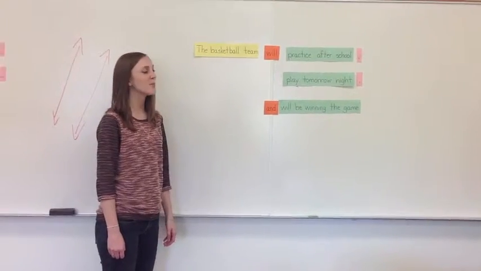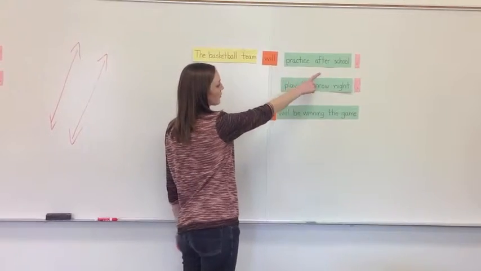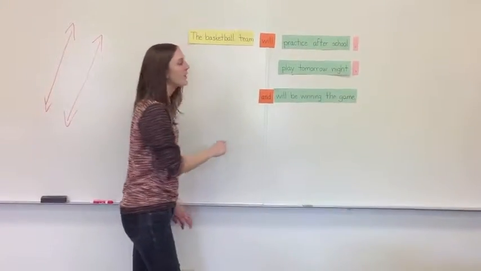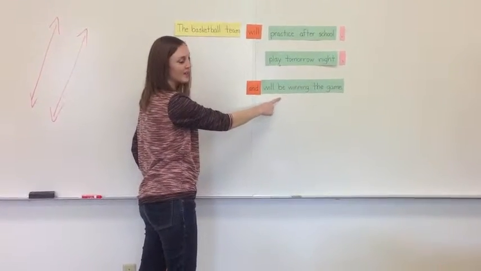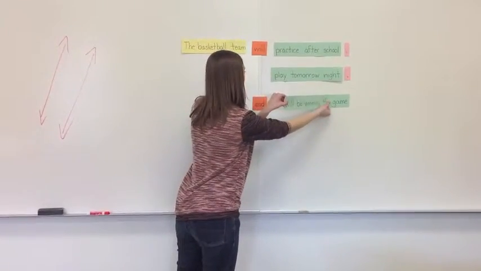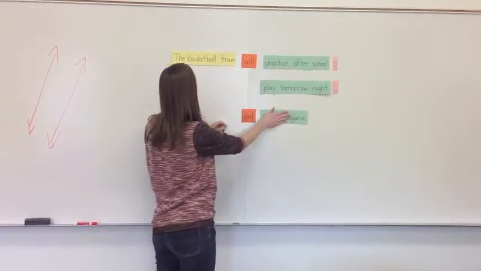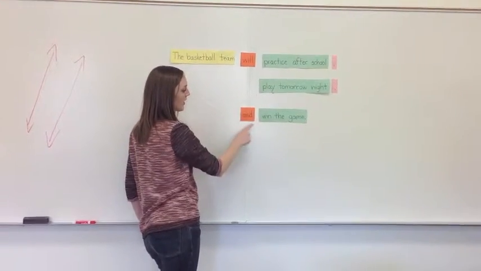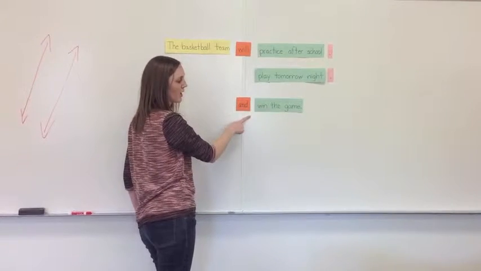Alright, here's another example of parallelism. So we have the basketball team will practice after school, play tomorrow night, and will be winning the game. Okay, so right here we have practice, play, and then we have will be winning. So that, again, doesn't really sound right. So we're going to change will be winning to win the game. So then we have the basketball team will practice after school, play tomorrow night, and win the game. So here we have the verbs in the same tense. We have practice, play, and win.